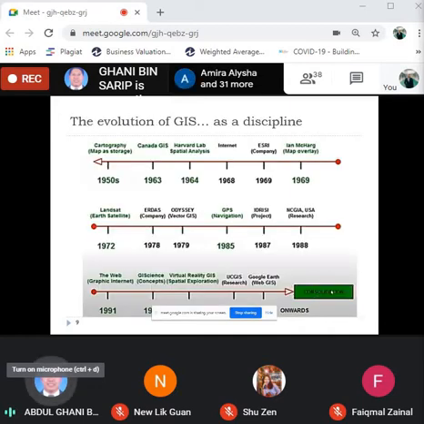Here I'm showing you a timeline, the evolution of GIS as a discipline. I think GIS took a major role in analyzing real estate or geographic data during the 80s, the late 80s and early 90s, when we had a proper internet set up.